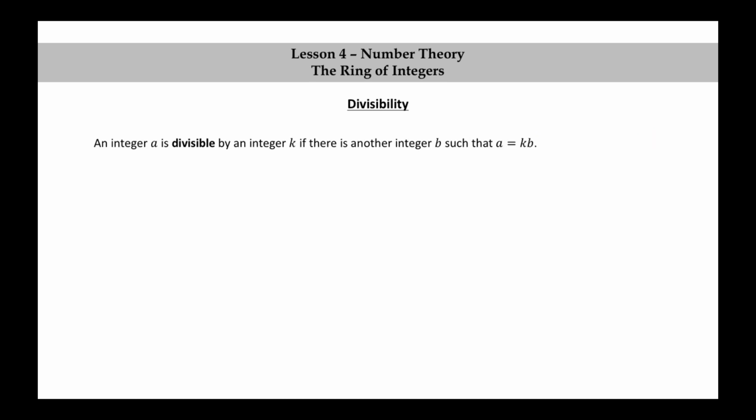An integer a is divisible by an integer k if there is another integer b such that a is equal to k times b. We use this symbol, a vertical line between k and a, to indicate divisibility. To indicate that a is divisible by k, we usually read this as k divides a. There are a few ways to say this. We also say that k is a factor of a, k is a divisor of a, k divides a, or a is a multiple of k. These all mean the same thing.